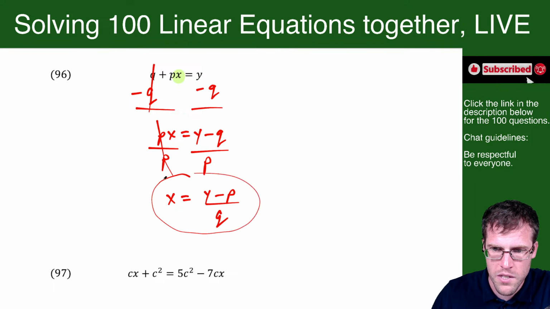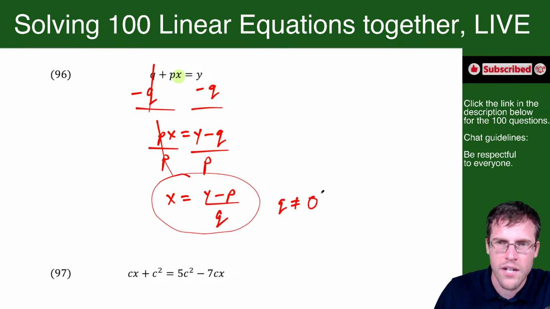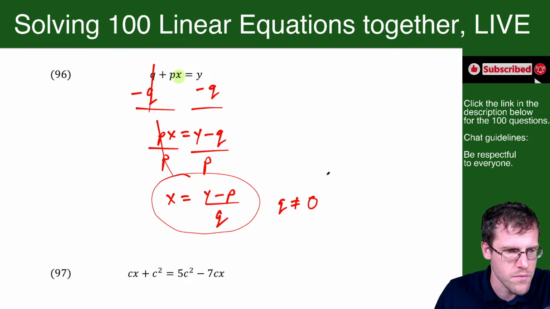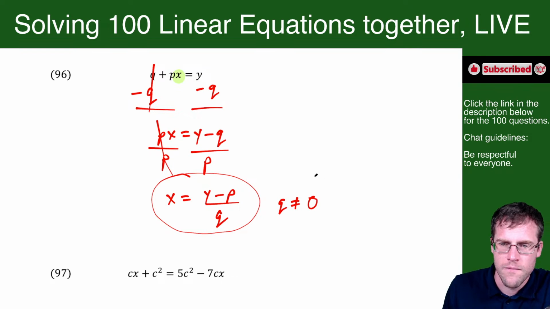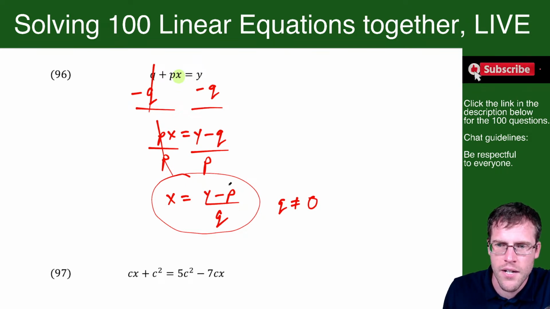I'm just going to, once again, make mention here, the denominator, if we're solving for x, we're going to say here that q should be non-zero. Okay, x equals this would work out, but once again, we can't have a denominator of 0.